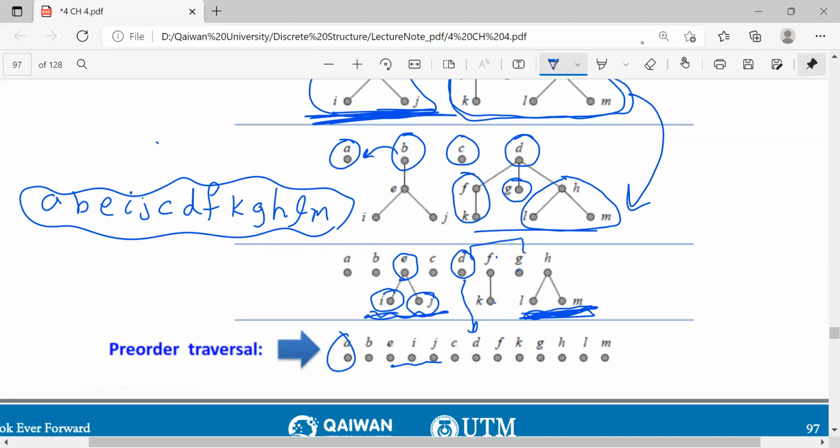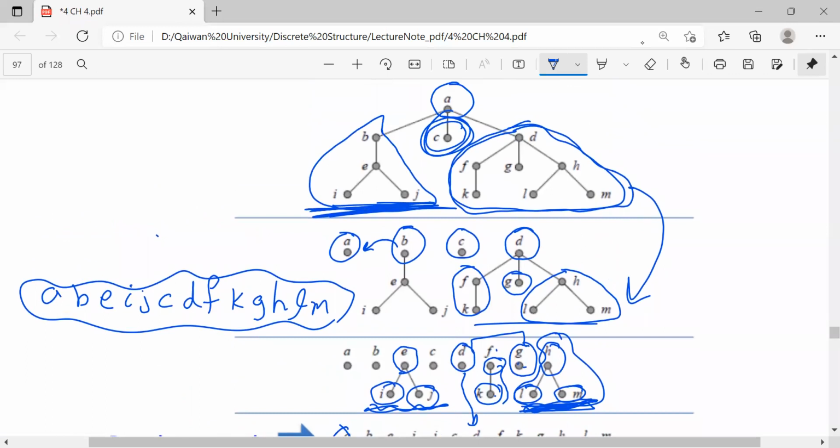And between D and G, we have this tree. We write down the root, which is F, then K, F and K, which is between D and G. And then after G, we have this rooted tree. We first write down the root, which is H, then we write down the left one and the right one, which is L and M. This is the pre-order traversal for the given tree.